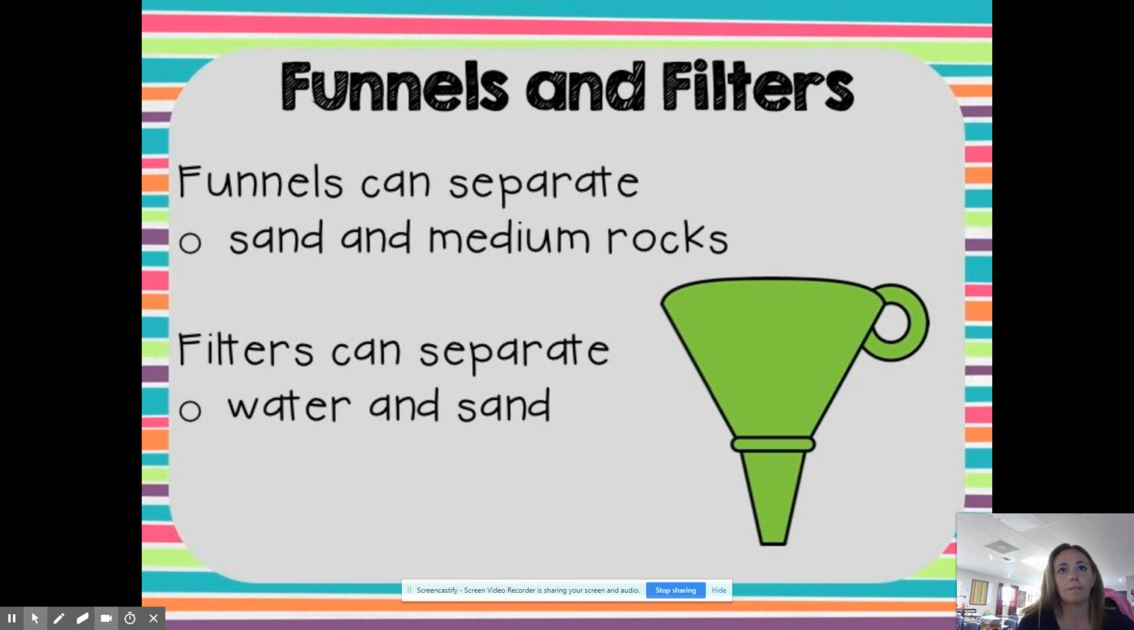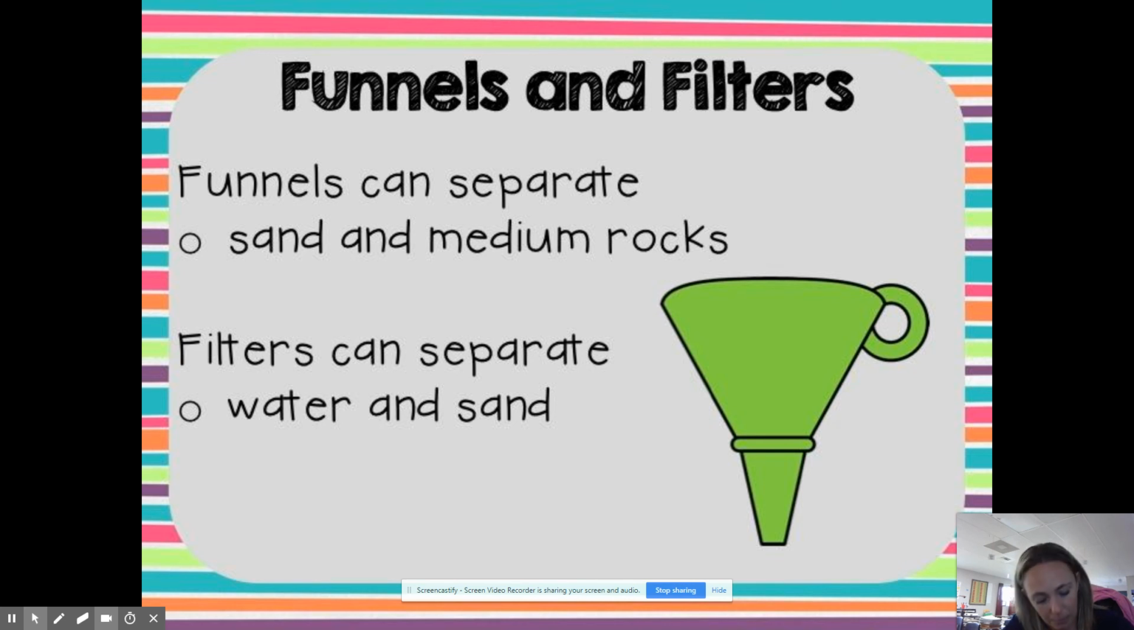And next is funnels and filters. So funnels can separate sand and medium rocks. So say you have a whole mixture of sand and rocks. You could pour the whole mixture in there, and if they're big enough rocks that they can't go through the tiny little opening, they should stay in that funnel. And then you can also separate water and sand. Oh, filters can separate water and sand.